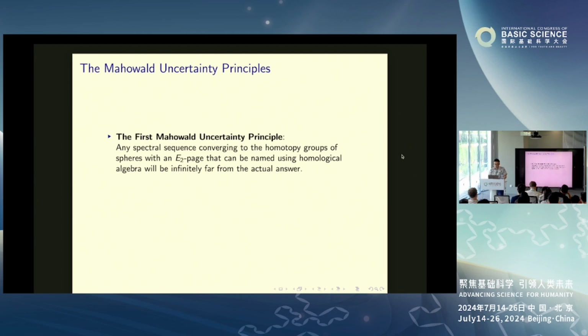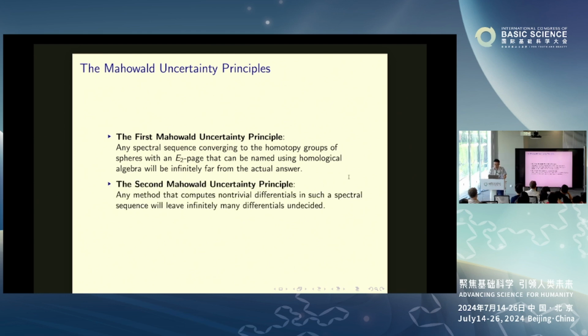And there goes the second Mahowald uncertainty principle, which states that any method that computes non-trivial differentials in such a spectral sequence will, again, leave infinitely many differentials undecided. So we really have to combine different methods in order to compute differentials. The E2 page is pure algebra, but computing differentials is really the hard problem, which requires topological input.